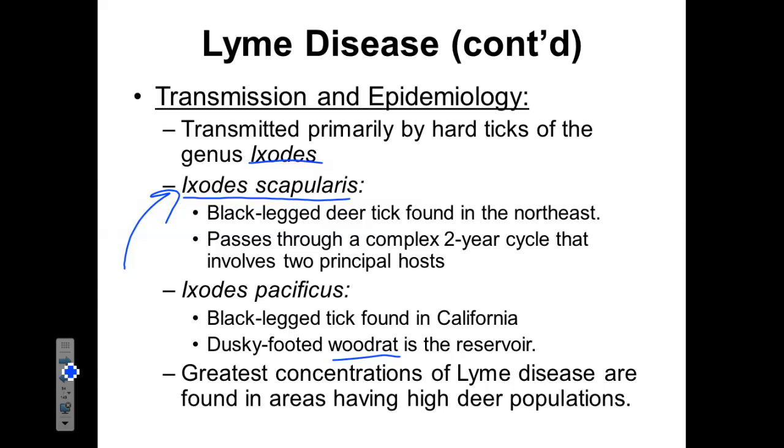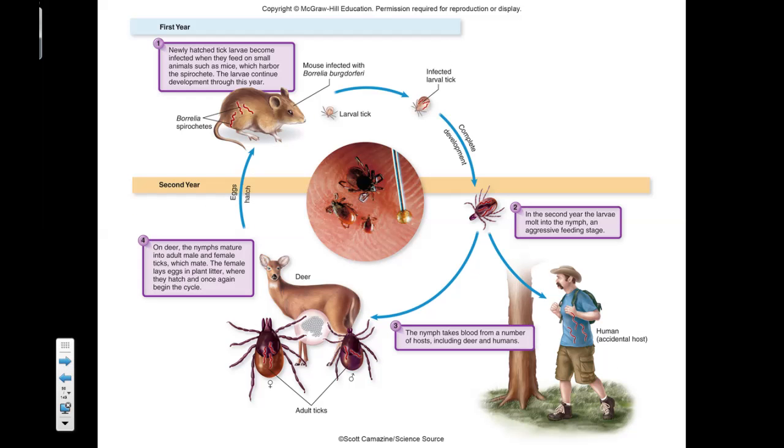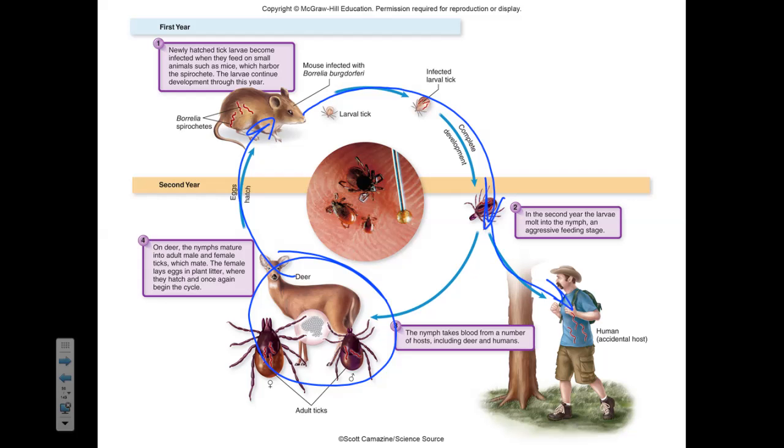The greatest concentrations of Lyme disease are found in areas that have high deer populations, because high deer populations are associated with the black-legged deer tick. If we look, we can see that we have the black-legged deer tick infecting the deer. From the deer, that tick can go to a mouse, and then from the mouse, that tick can go to either a human and or a deer.